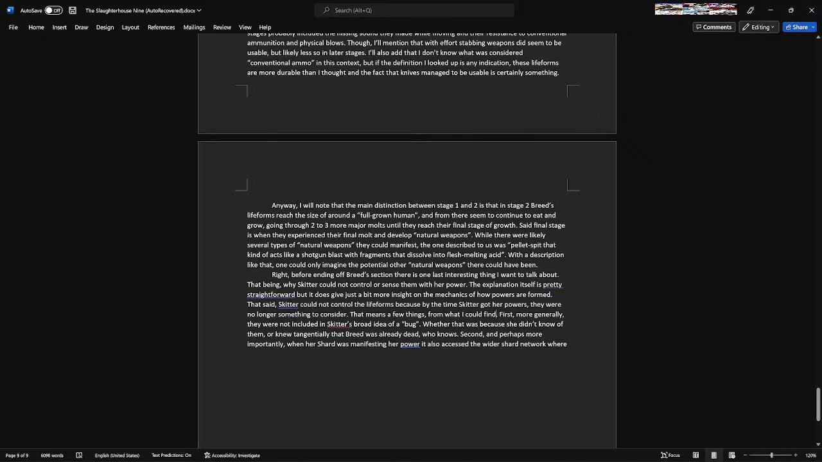That means a few things from what I can find. First, more generally, they were not included in Skeletor's broad idea of a bug. Whether that was because she didn't know of them or knew tangentially, the breed dead, who knows.